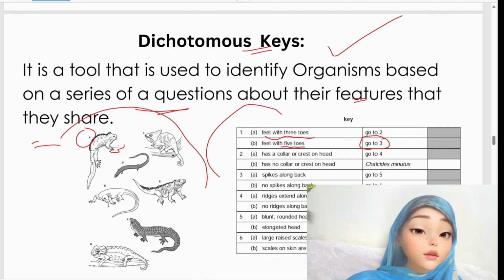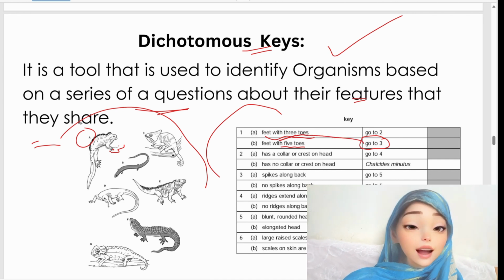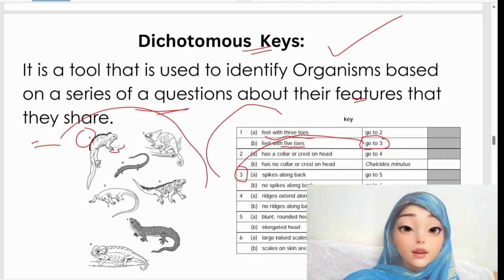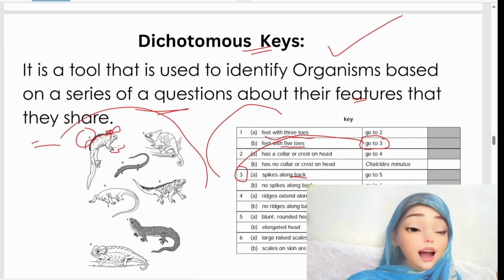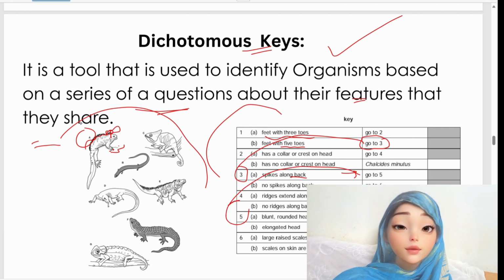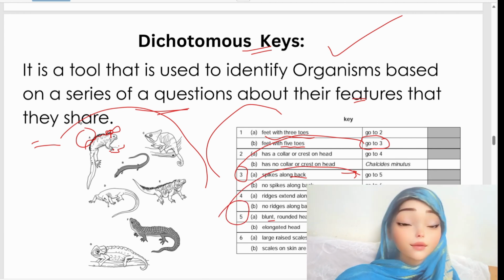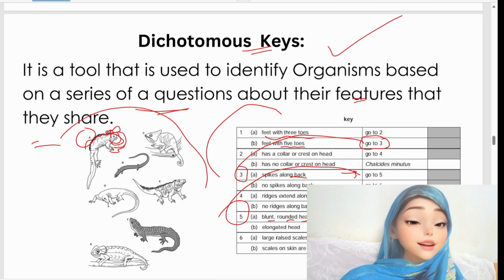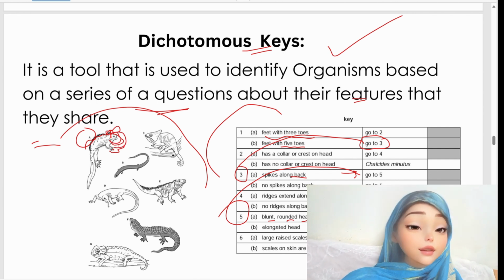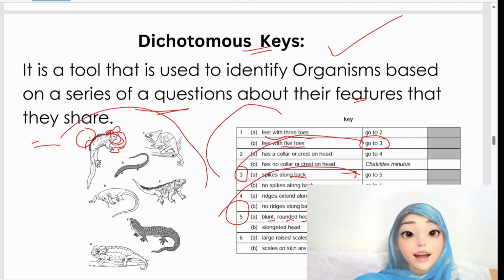So when we move, go to 3: spikes along the back. Now I suppose, yeah, these are the spikes along its back. So spikes along its back goes to 5: blunt rounded head. Here you may observe it also has a blunt rounded head. So the name of the organism is Ambystoma cristatus. So we'll write A here. In this way you can fill out the dichotomous key.